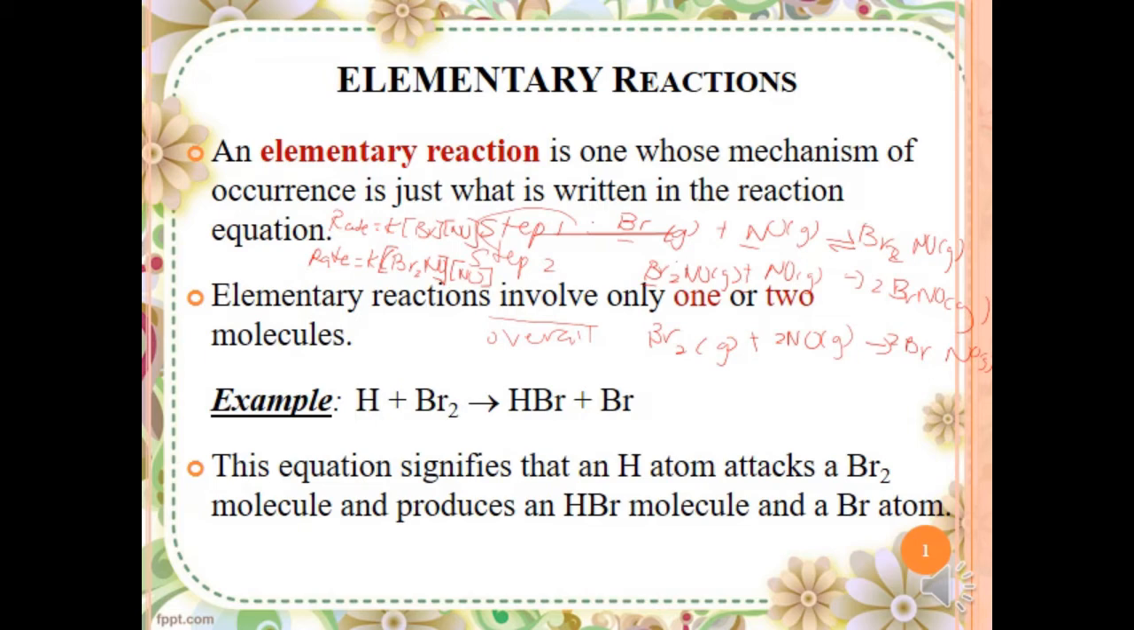So this elementary reaction involve only one or two molecule. Okay, one or two molecule means you can have reaction A plus A to give you product. Okay, or A plus B to give you product. So that's why it means it can involve only one or two molecule. Okay, one between the A molecules or two, A and B. Okay, to give you product.